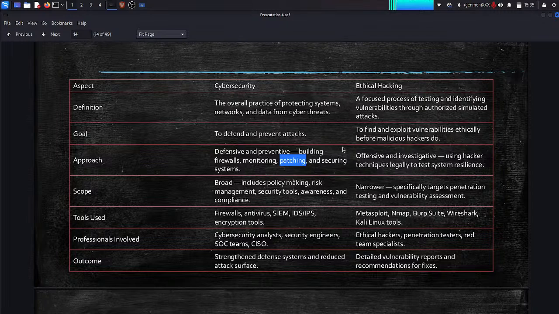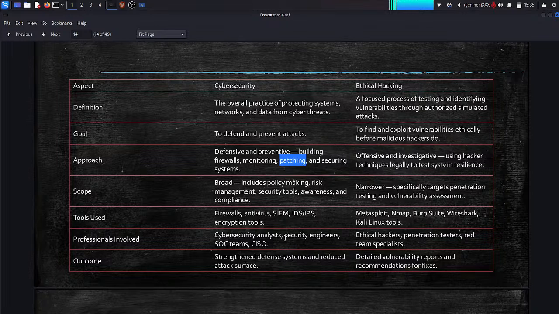The tools used in cybersecurity are firewalls, antivirus, SIEM, which we will discuss later, IDS and IPS, which are intrusion detection system and intrusion prevention system, and encryption tools. In ethical hacking we have Metasploit, Nmap, Burp Suite, Wireshark, Linux, Netcat, and more tools like Maltego, around 500 tools. I think we will go one by one, targeting one tool, and learn how to use them. What are the professionals involved in cybersecurity?